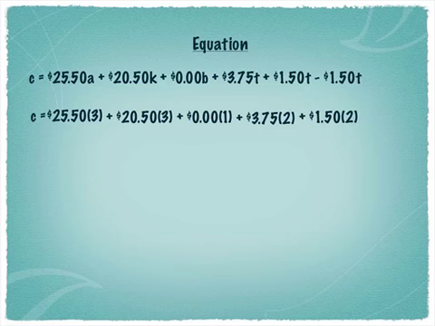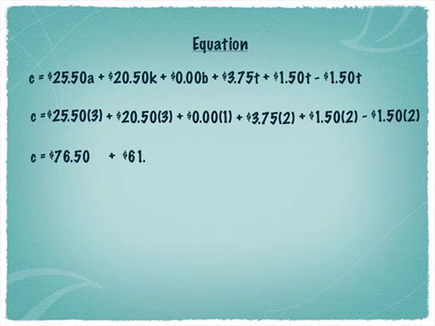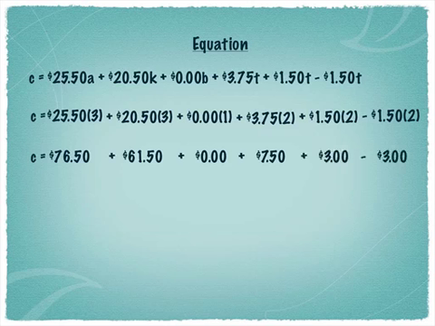And then we get that deposit back when we turn in the tubes. So subtract $1.50 times 2. So we have our equation. Now we need to simplify. So order of operations tells us to multiply first. So we'll have cost equals $76.50 plus $61.50 plus $0 plus $7.50 plus $3, and then subtract $3.